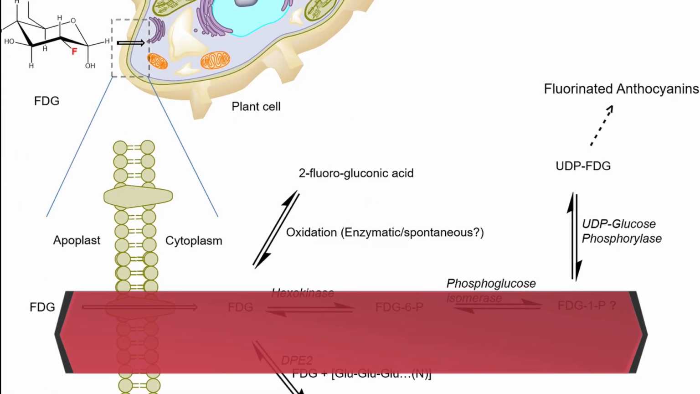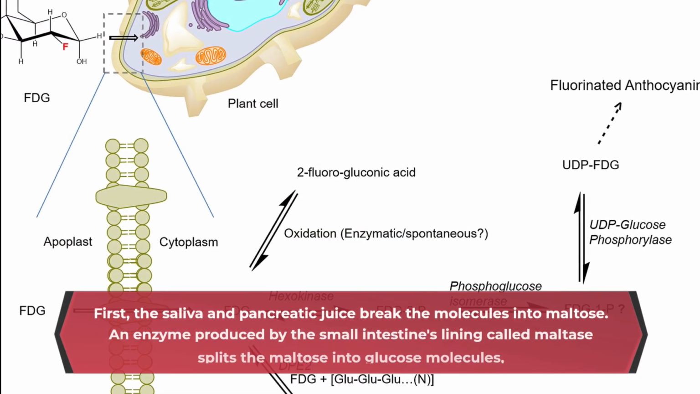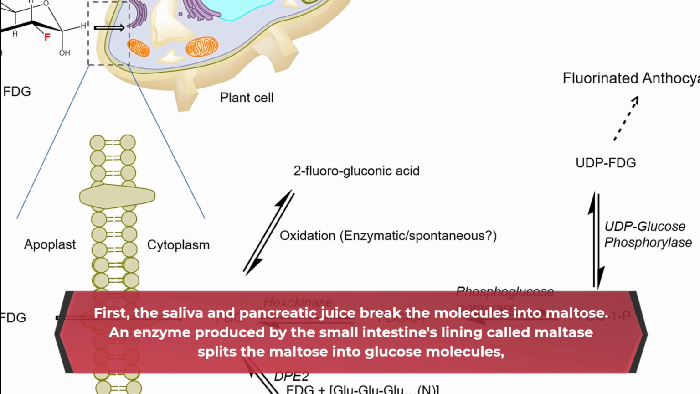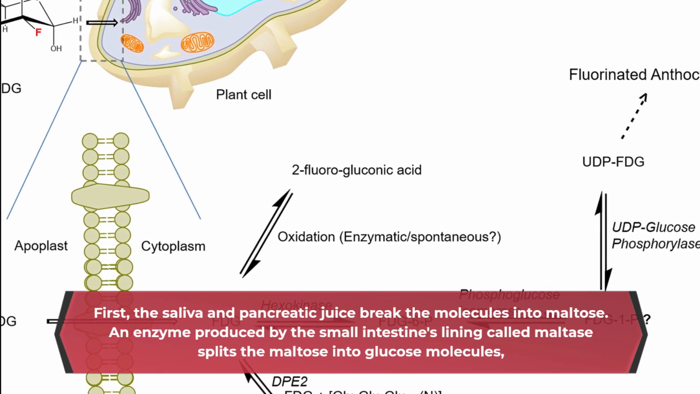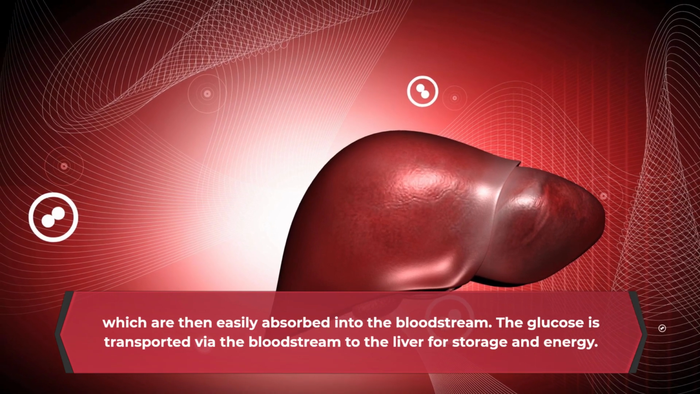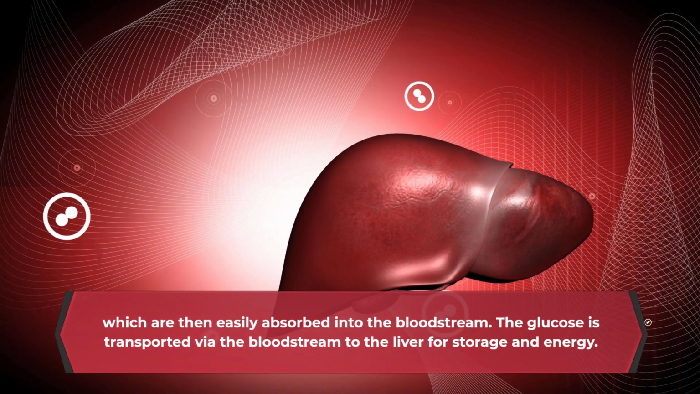First, the saliva and pancreatic juice break the molecules into maltose. An enzyme produced by the small intestine's lining called maltase splits the maltose into glucose molecules, which are then easily absorbed into the bloodstream. The glucose is transported via the bloodstream to the liver for storage and energy.